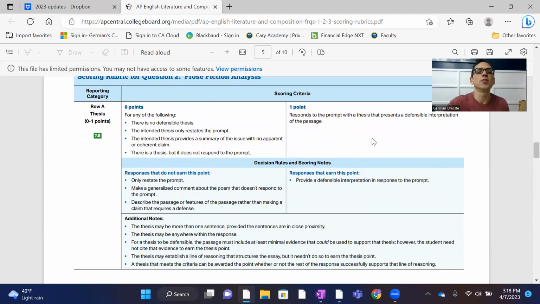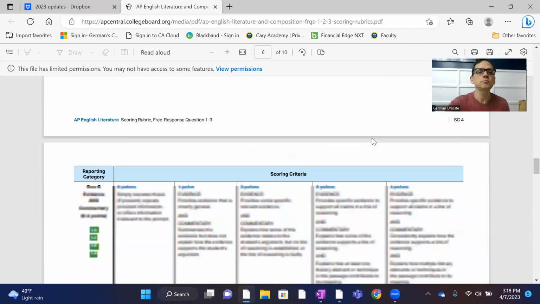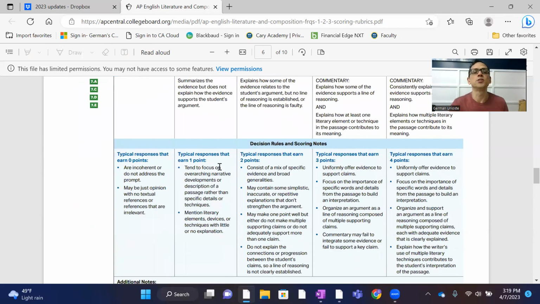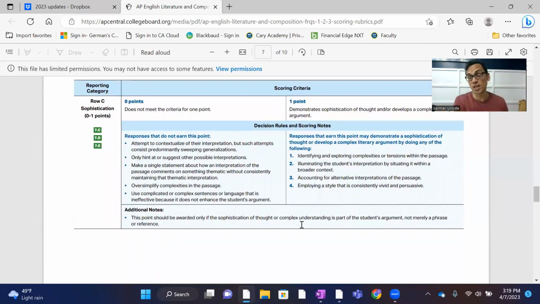If we look at the prose fiction analysis, it's the same kind of thing. A point for a viable thesis, up to 4 points for good evidence and commentary. And again, I'm not going to read through all the details, but I do encourage you to look through these. And then finally, a point for the sophistication category, whether there's sophistication there or not.